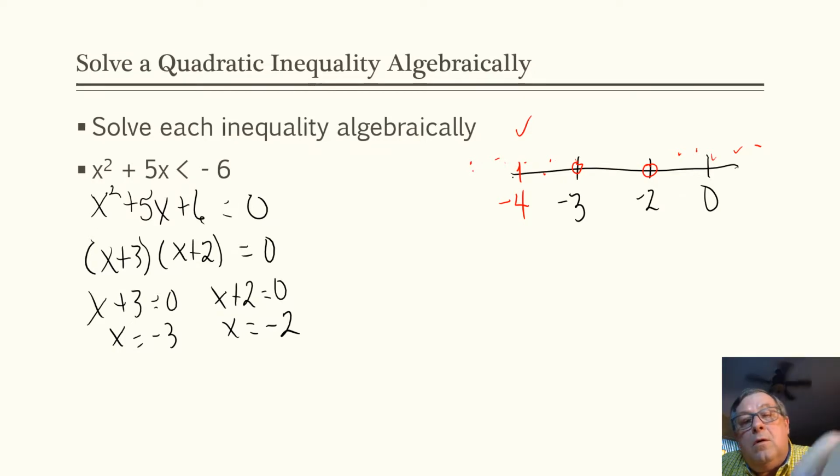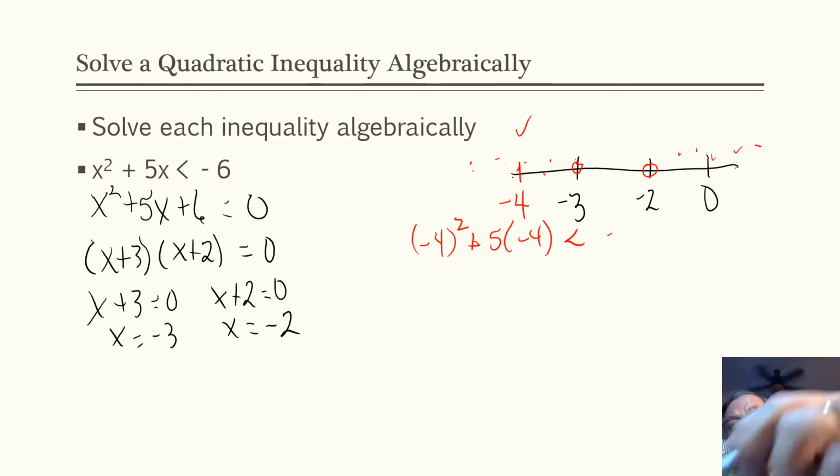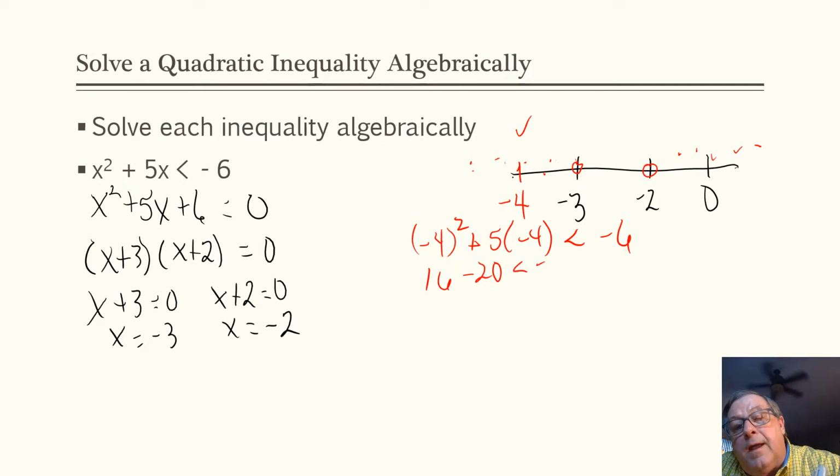So we would have negative 4 squared plus 5 times negative 4. And is that less than negative 6? Well, let's see. Negative 4 squared is 16. 5 times negative 4 is negative 20. And we would say, okay, is negative 4 less than negative 6? Well, no, it's not. So that interval fails.